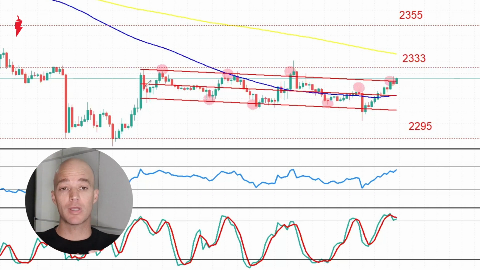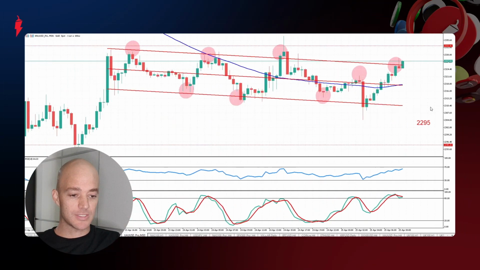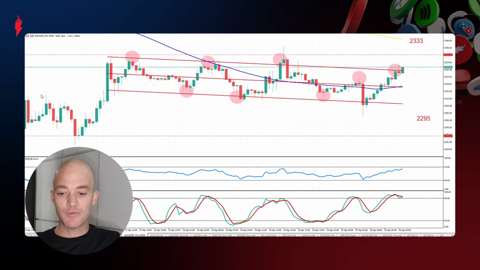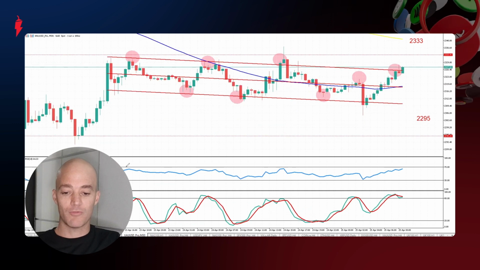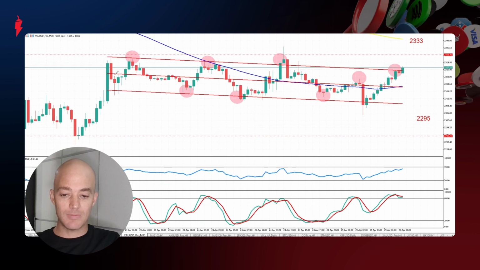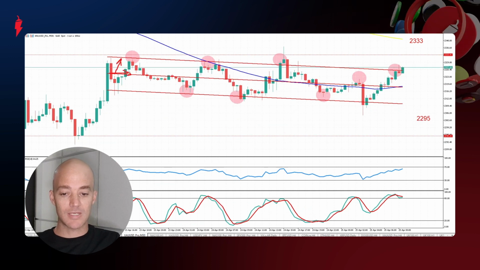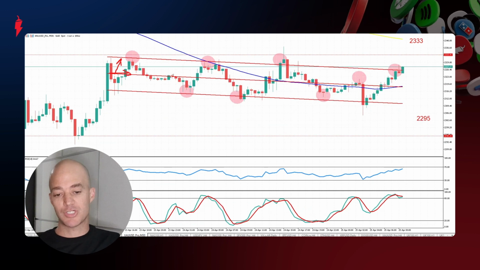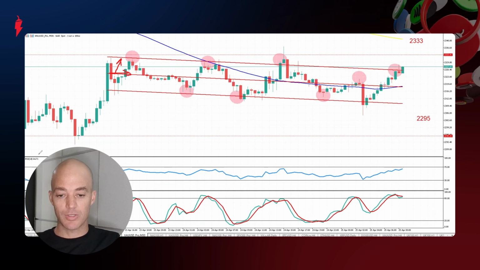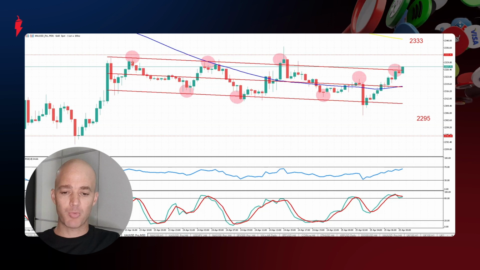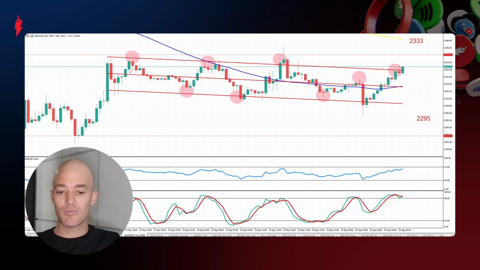Now in a ranging market, that is where our oscillators usually come in very handy. So typically what we're looking for is some form of extreme, and I'm going to zoom in a little bit here to show this a bit clearer. So firstly, we're looking for some form of extreme, and what I mean by extreme is a deviation away from the mean. And when we say mean, we mean the middle line of our channel. So that's the first thing we're looking for, is price to be some distance from the middle line, as you can see over here.